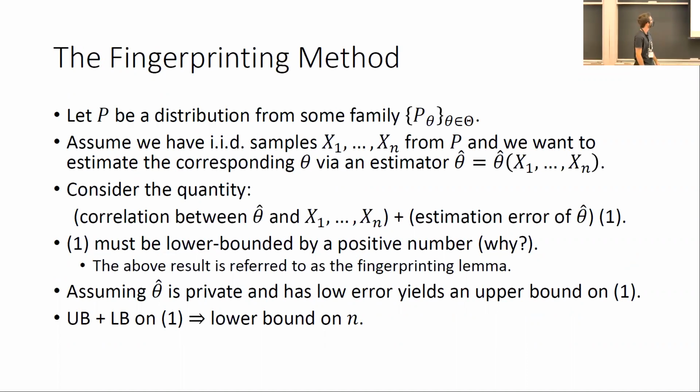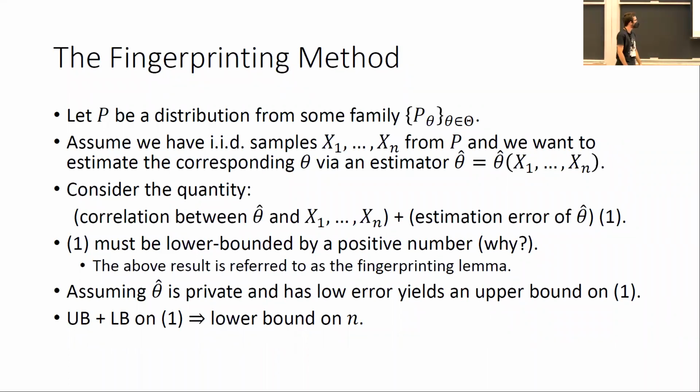The idea is that we have a distribution which comes from a parametric family, which is parameterized by some theta from some parameter space capital Theta. Suppose we're given n IID samples from that distribution and we want to estimate the corresponding theta via an estimator theta hat. So consider this quantity over there. On the one hand, we have the correlation between the output of the estimator and the input samples, and on the other hand, we have the estimation error. The sum of these two terms has to be lower bounded by a positive number.